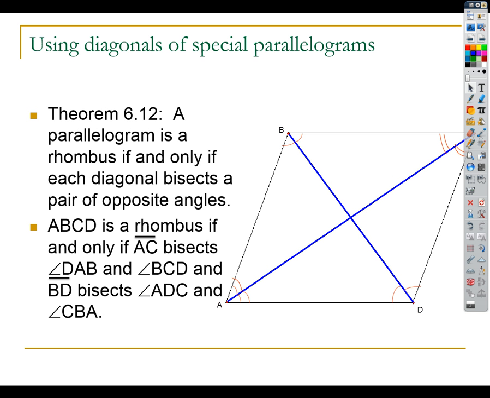We also know that if the diagonals bisect the opposite angles, it's a rhombus. That only happens with a rhombus, right? So once again, we get this if and only if statement. We love those because we can flip them around, right? They work in both directions. We get a lot of mileage out of them. Rhombus if and only if diagonals bisect opposite angles. You understand what that means, right?